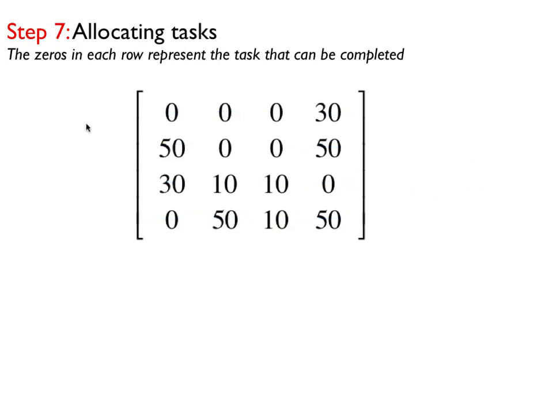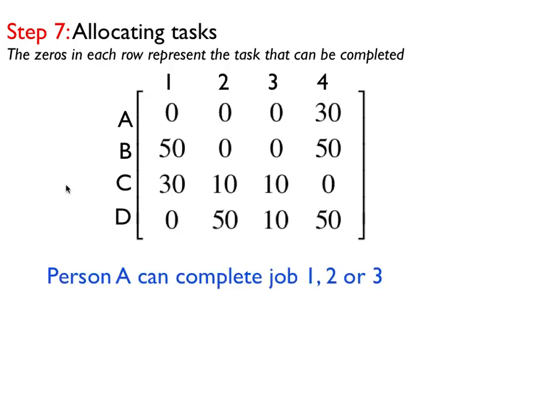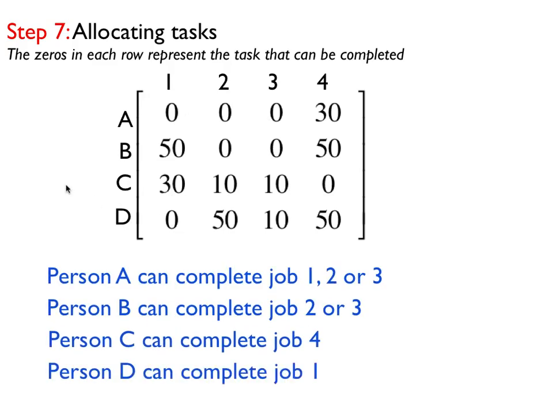Alright, so allocating tasks. The zeros in each row basically represent the task that that person could complete. So person A, we could give them job 1, 2 or 3, because that's where the zeros are in their row. Person B can do job 2 or 3. Person C can do job 4, and person D can do job 1. Which is what we've just said there.